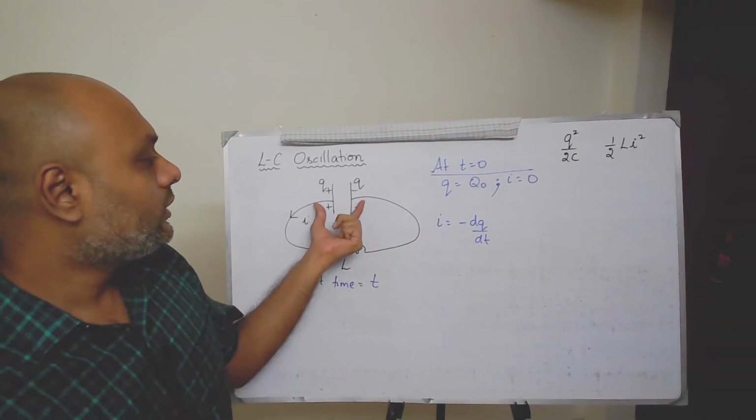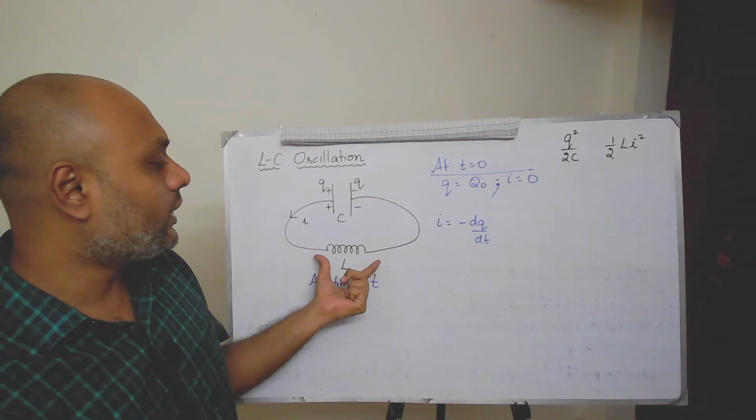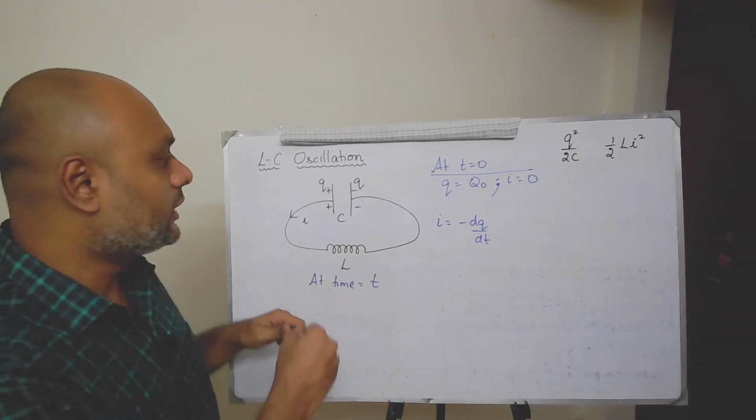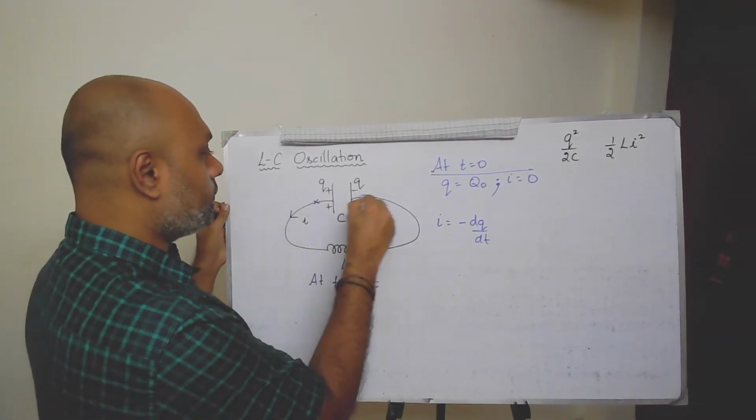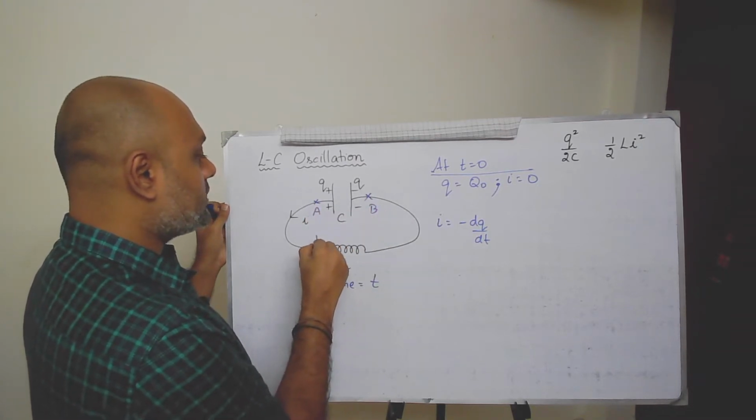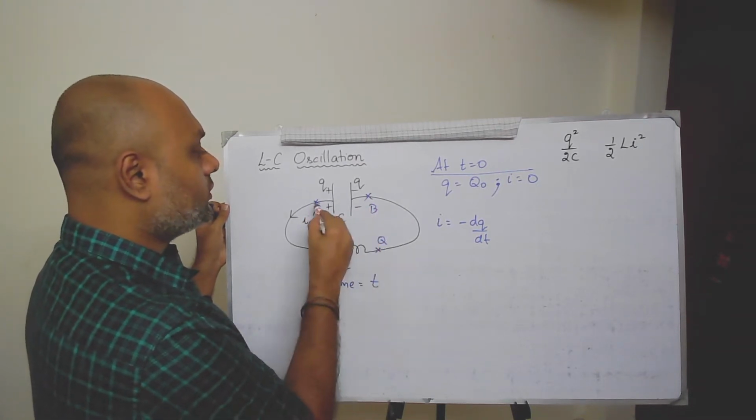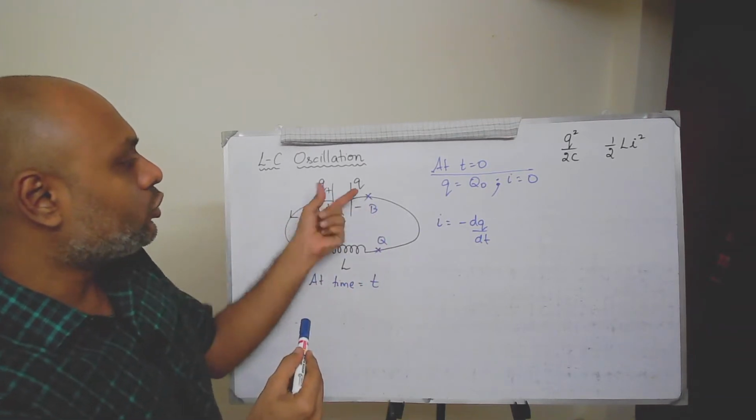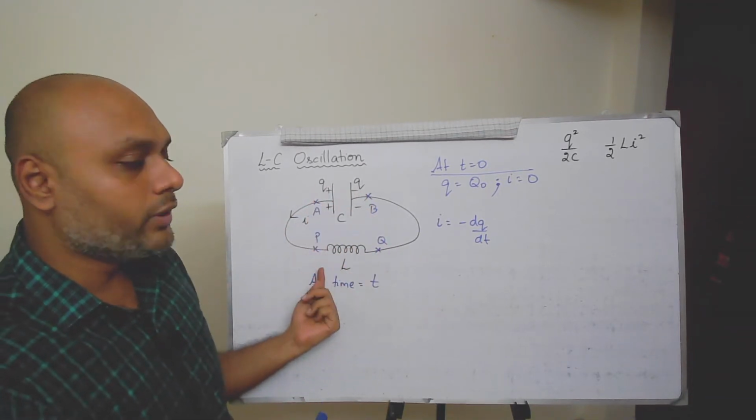And also the potential difference across the capacitor and potential difference across the inductor, that is the difference in potential of these 2 points. So I'll write it A and B. Here I'll write it as like say P and Q. So potential difference of the points A and B is going to be Q by C, and potential difference of the points P and Q.